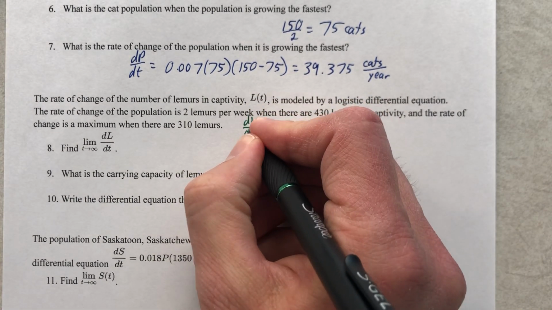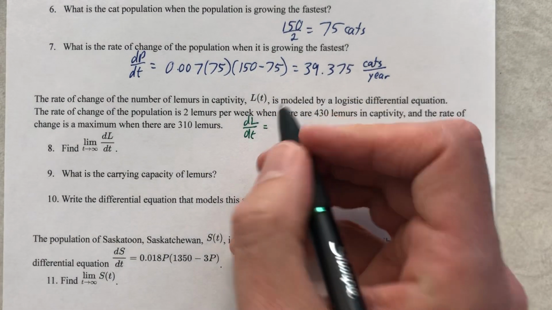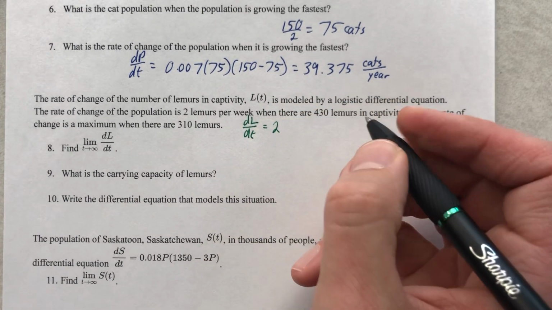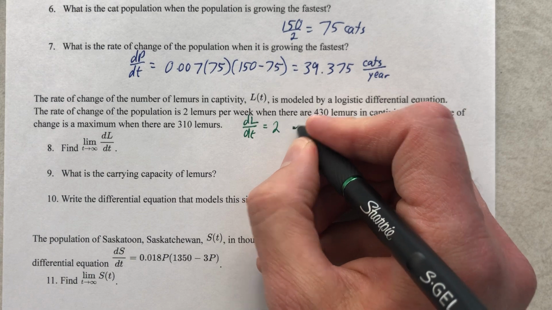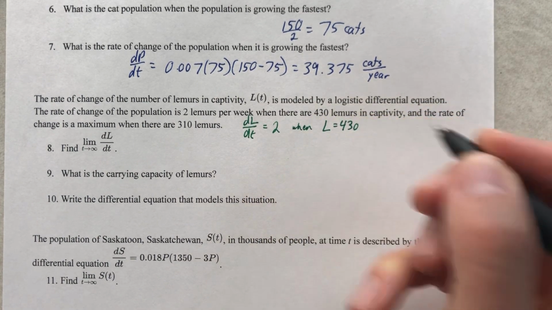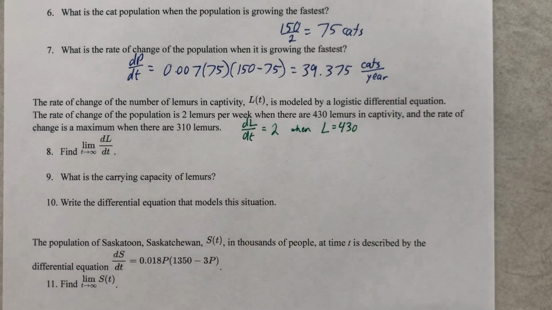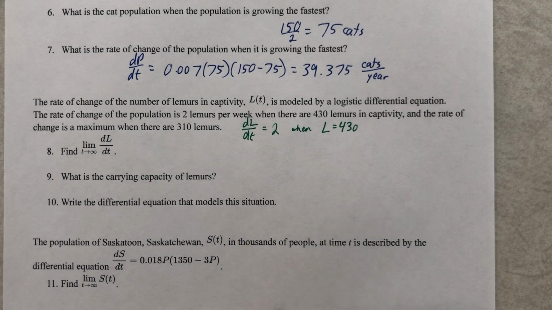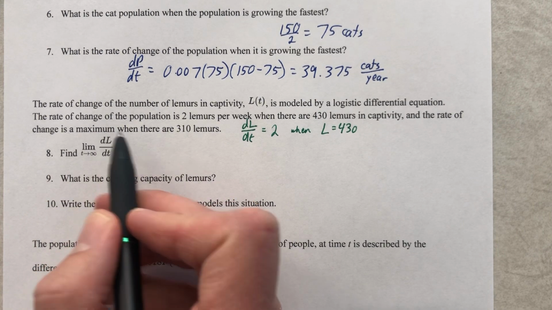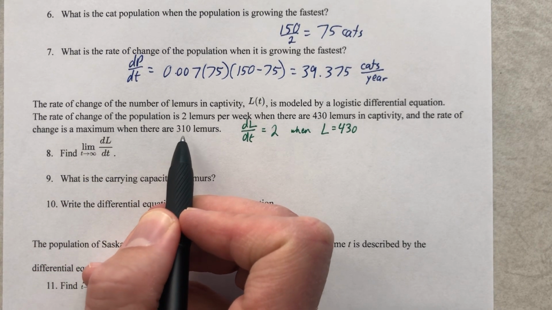The rate of change of the population, dL/dt, we're using L because, well, they said so, and lemurs, is 2 when the number of lemurs is 430. That's just good to know. We might use that in just a minute. And the rate of change is a maximum when there are 310 lemurs. What can we do with that information?